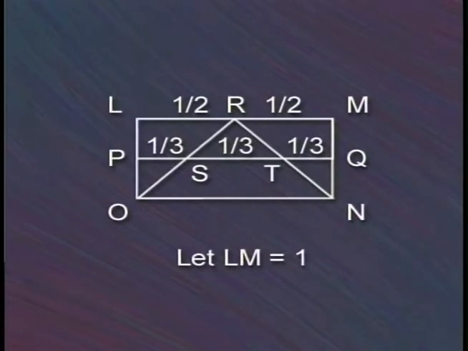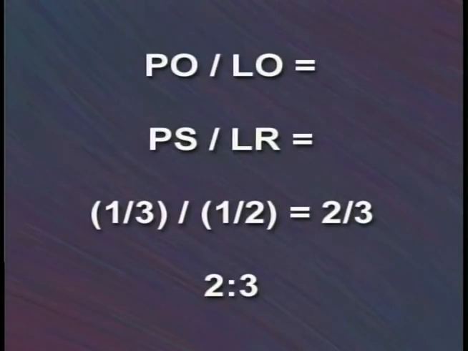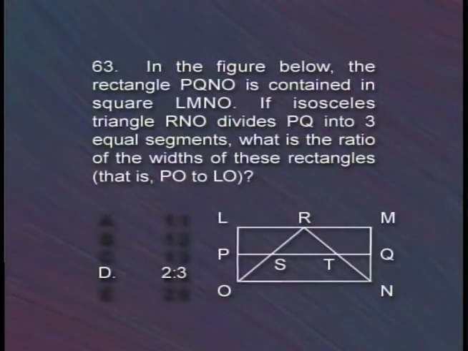Since PQ is divided into 3 equal segments, then PS equals ST equals TQ, all of which are equal to 1 divided by 3, or 1/3. Now notice that triangles LOR and POS are also congruent. Sides are proportional in congruent triangles. Thus we can set up the following ratio. PO to LO equals PS to LR. Substituting 1/3 for PS and 1/2 for LR and dividing the fractions gives us 2/3. Thus the ratio of PO to LO is 2 to 3. The correct answer is D.